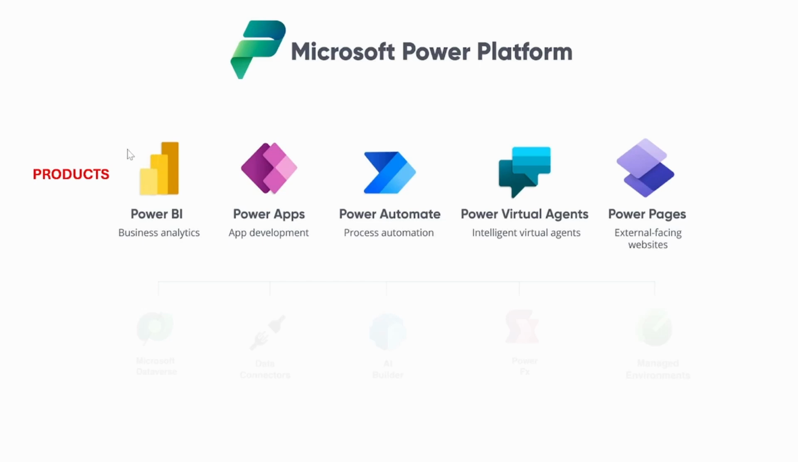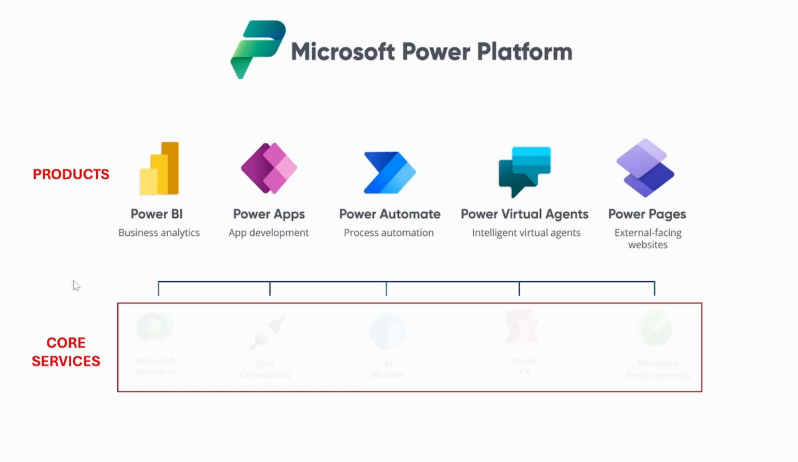So we had a look at the 5 Power Platform products which are shown over here: Power BI for your dashboards, Power Apps for your app development, Power Automate for process automation, Power Virtual Agents, which are nothing but your chatbots, and Power Pages, which are your external facing websites. In the next video, we'll have a look at all the core services which are the foundation of Microsoft Power Platform products.